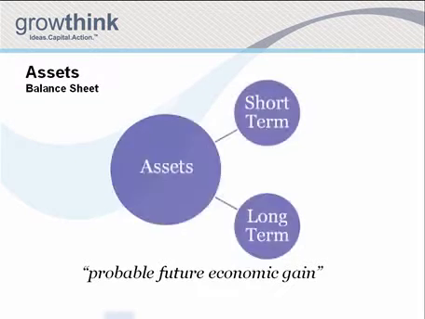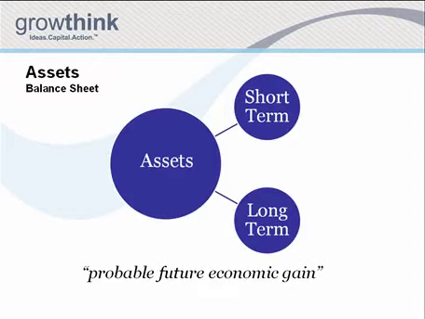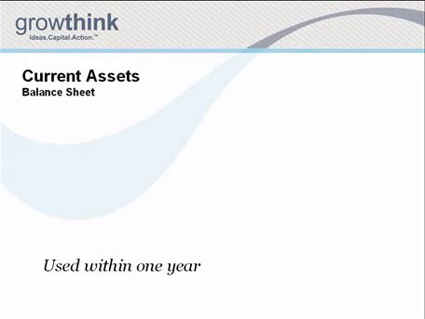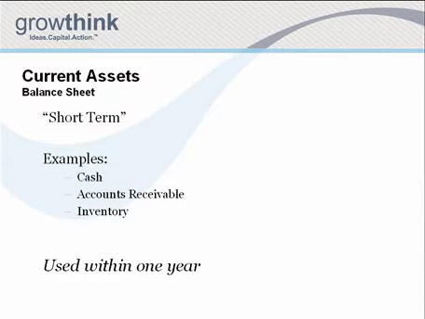So your assets are broken down into your short-term assets and your long-term assets. And really the definition of an asset is something that gives you a probable future economic gain, either in the short term or in the long term. Our short-term or current assets, for example, are cash, accounts receivable, and inventory. Everyone knows what cash is, but let me walk through accounts receivable.